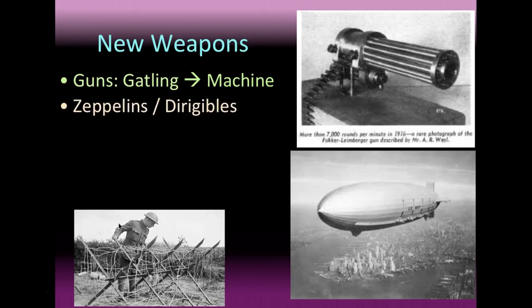Zeppelins, or dirigibles, otherwise known as blimps, were used for bombing, and they would go over a city and just drop bombs without discriminating against whether it was a school or a hospital or a military facility. Again, this is total war, and that's all that matters.